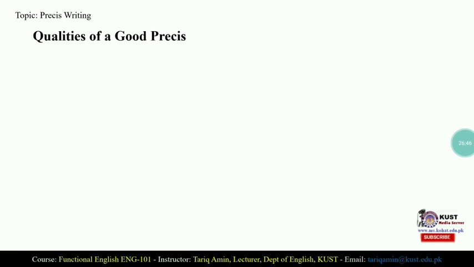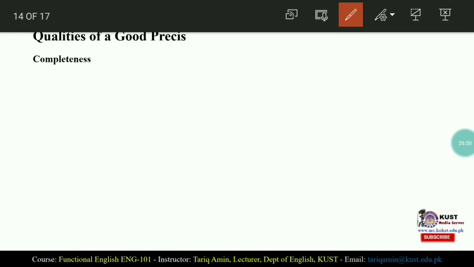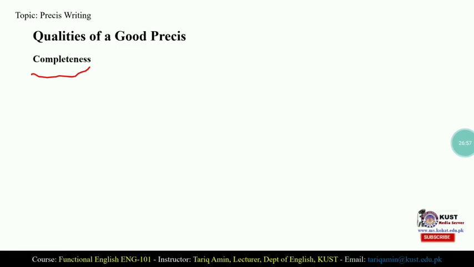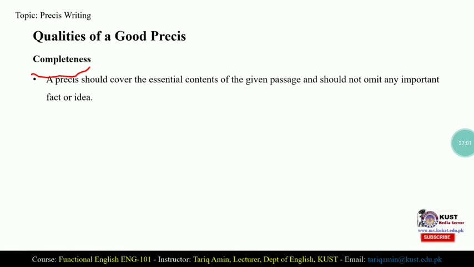Now there are some qualities of a good Precis. The very first one is completeness. Your Precis should be complete in all respects. It should cover all the important details, all the important points of the original piece of writing. It should be complete in all respects.